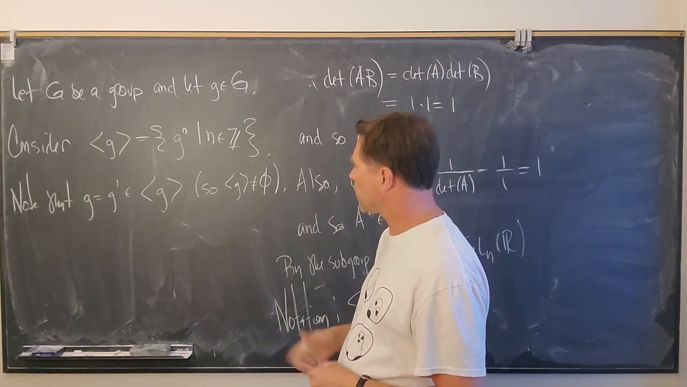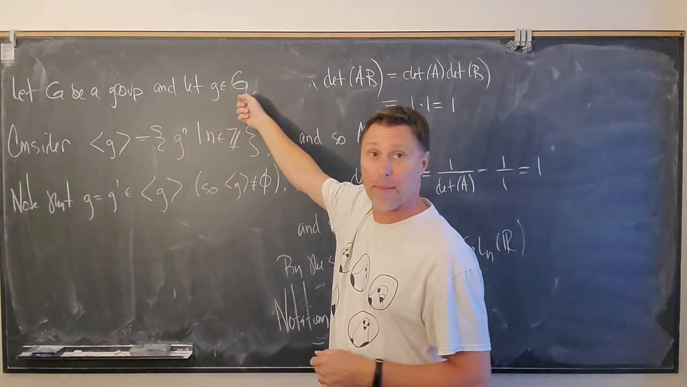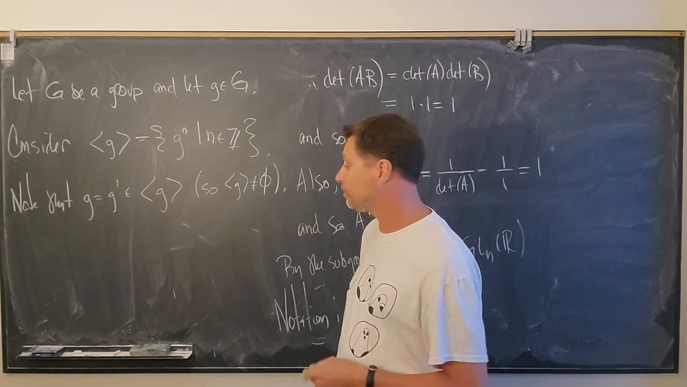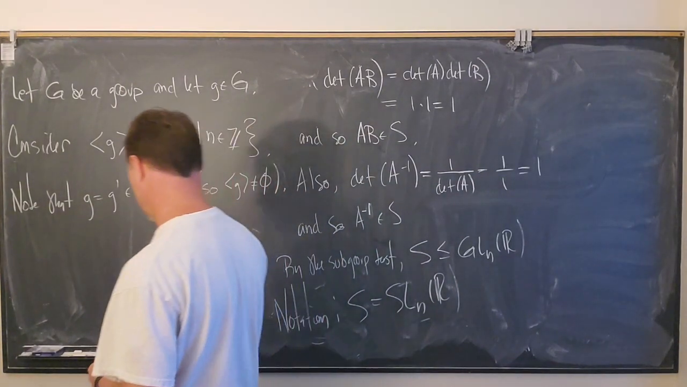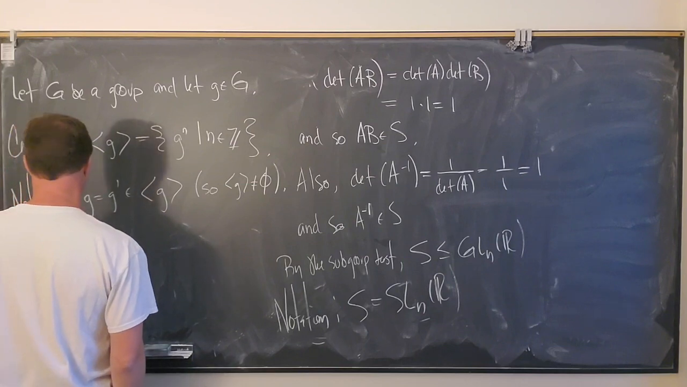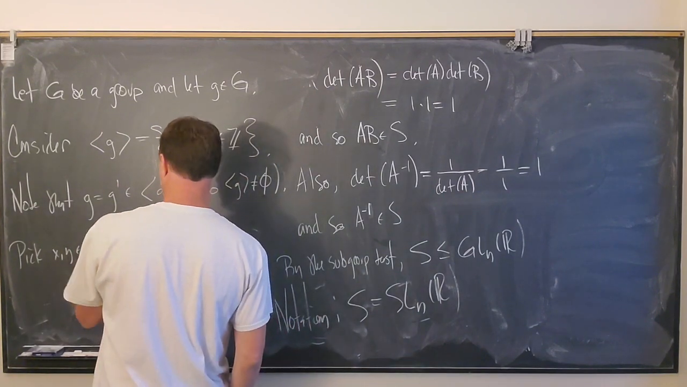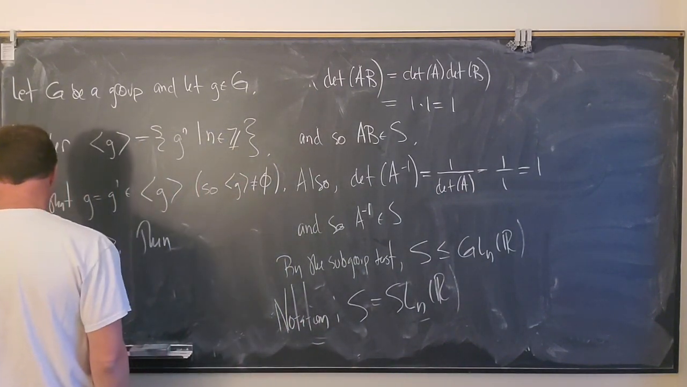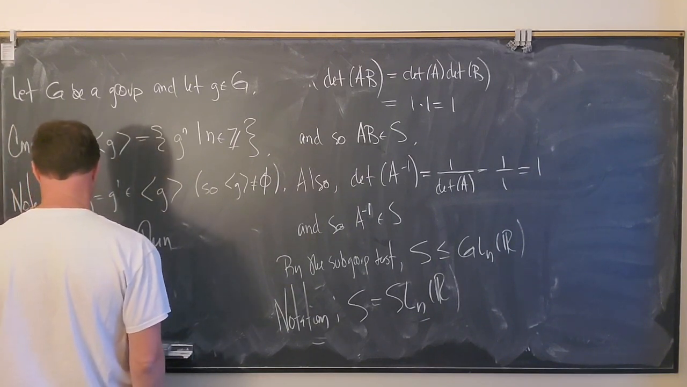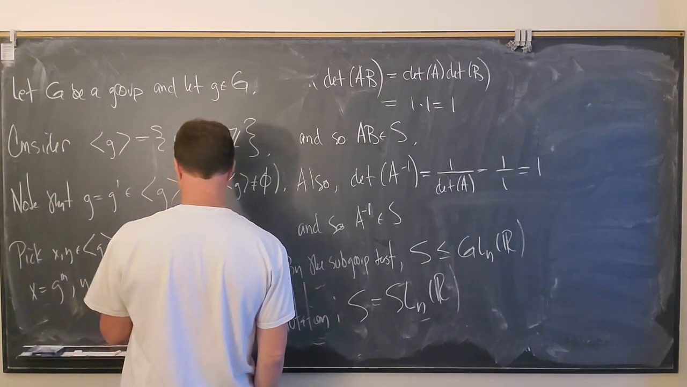Now I want to show that angle bracket g is a subgroup of capital G. And so to do so, I know that it's not empty. Now I need to show that it's closed under multiplication and inverses. So let's pick, how about x and y in angle bracket little g. So then what do those elements look like? Then x is going to be, say, g to the m, and y is going to be g to the n for some integers m and n.